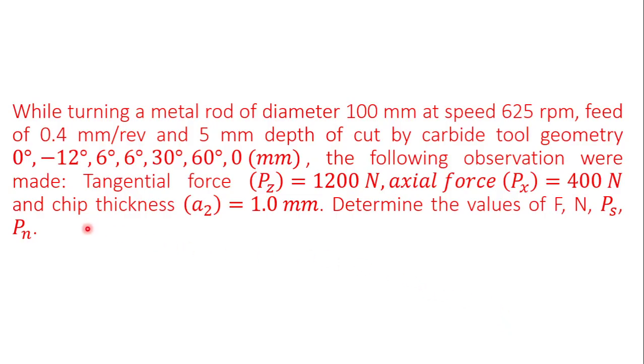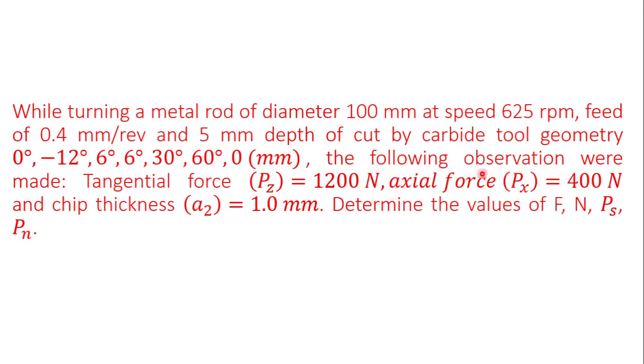Here you can see a question is written: while turning a metal rod of diameter 100 mm at a speed of 625 rpm, the feed is 0.4 millimeter per revolution, and the depth of cut is 5 mm. The tool used is a carbide tool, and the tool geometry is also provided: 0 degree, minus 12 degree, 6 degree, 6 degree, 30 degree, 60 degree, and 0 mm. This is the nose radius in terms of mm. You have to remember this point.